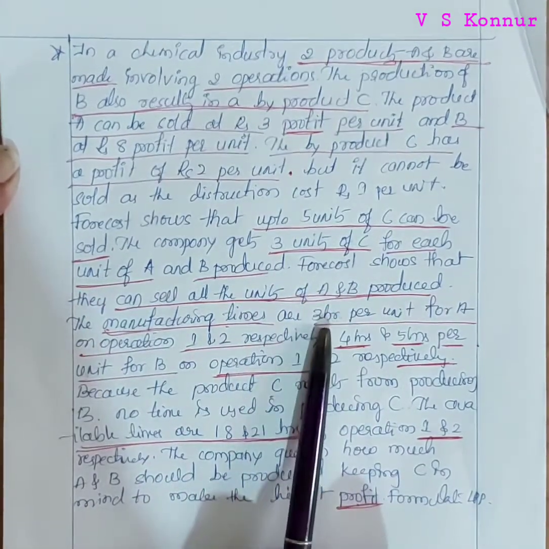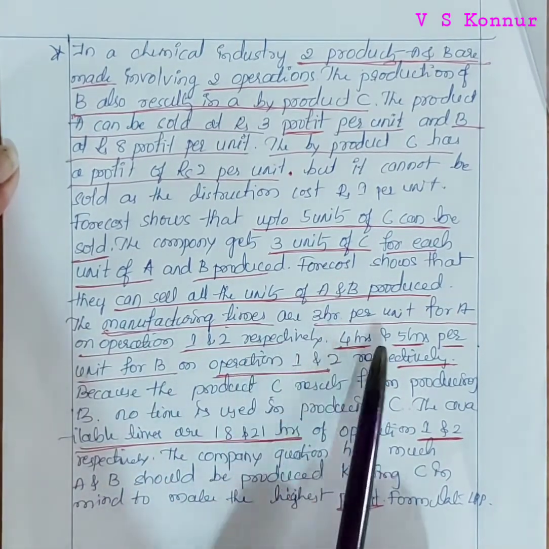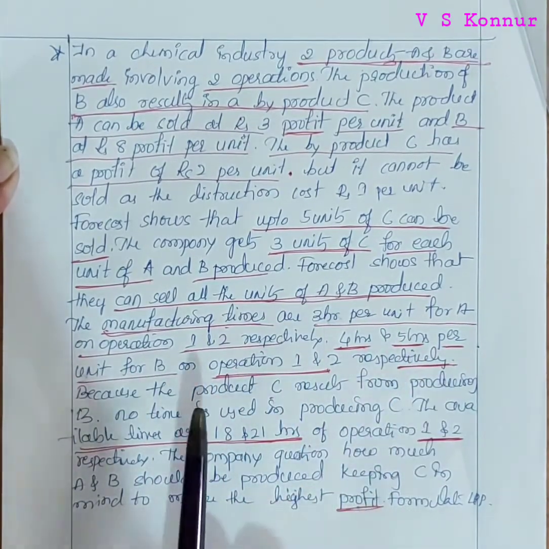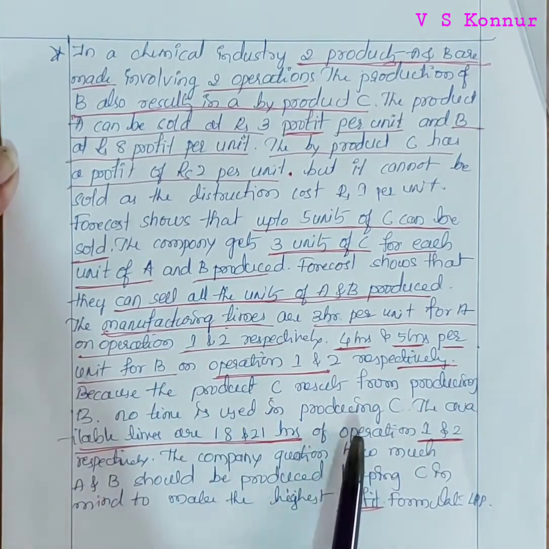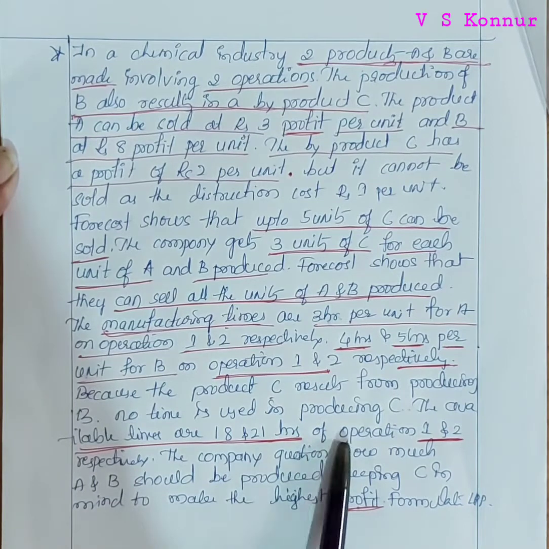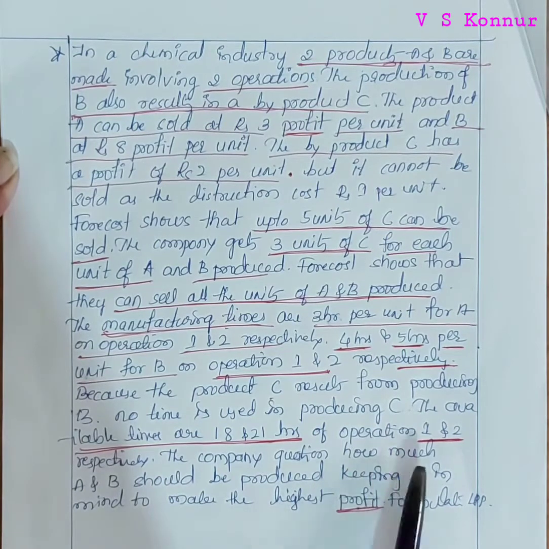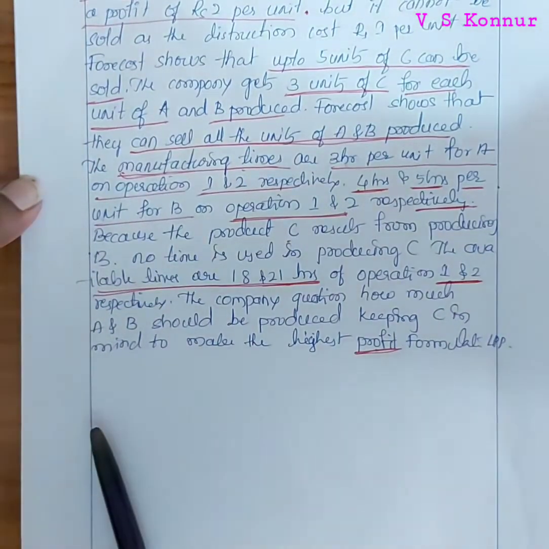The manufacturing times are 3 hours per unit for A on operation 1 and 2 respectively, and 4 hours and 5 hours per unit for B on operation 1 and 2 respectively. Because the product C is a byproduct of B, there is no time used in producing C. The available times are 18 and 21 hours on operation 1 and 2 respectively. The company asks how much A and B should be produced, keeping C in mind, to make the highest profit, and to formulate the LPP. So this is the question.